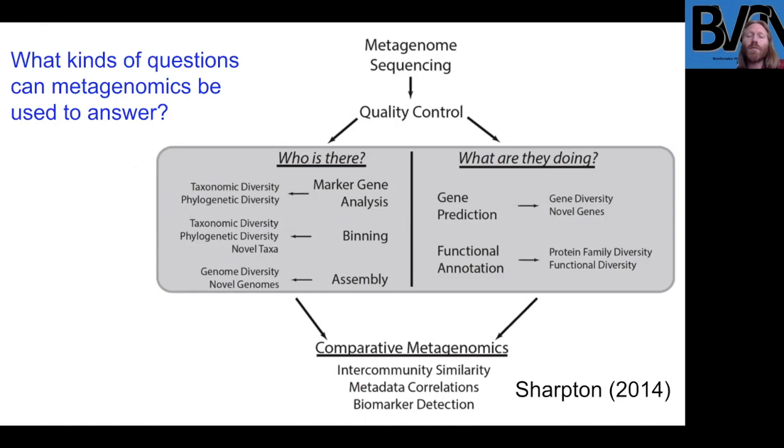For example, a lot of groups are using these now to detect entirely new phyla of bacteria and archaea that we had no idea existed 5 years ago. On the other side, on the what are they doing side, we can ask things like, are there novel genes that are present, and what is the diversity of those genes, using gene prediction? And functional annotation can be used to look at the diversity of protein families and other functional pathways that are encoded in these genomes that are in the environment.